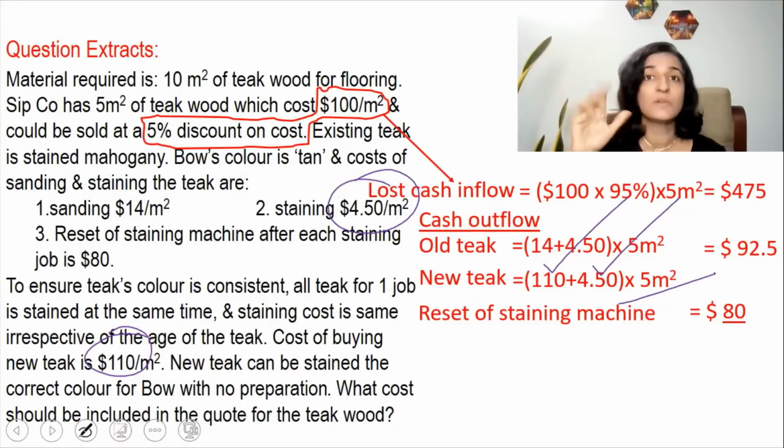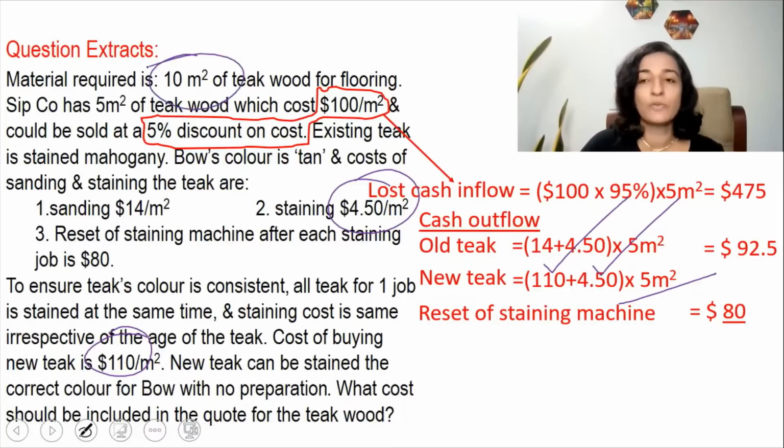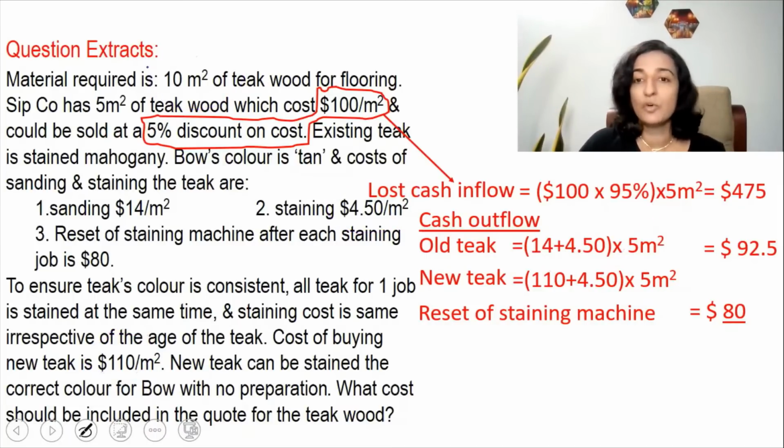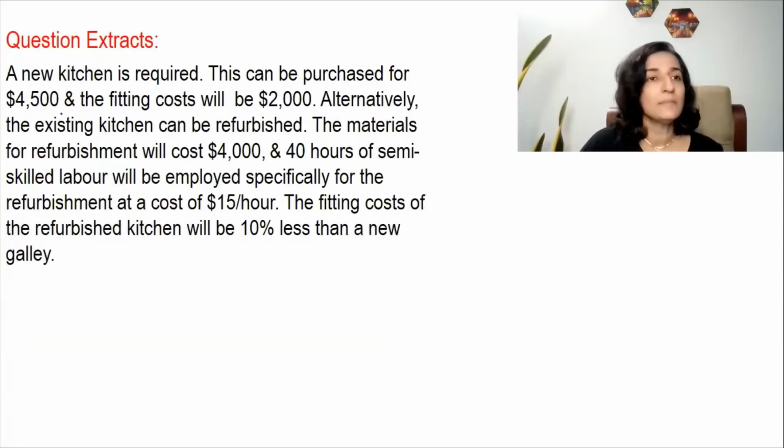5 square meters, because already we have 5. Totally we need 10. So 5 is to be bought from the market. So the cash outflow relating to the new teak is $572.5. So we total the 4 items and we get the total relevant cost of teak as $1,220. So coming to the next part of the question, a new kitchen is required.